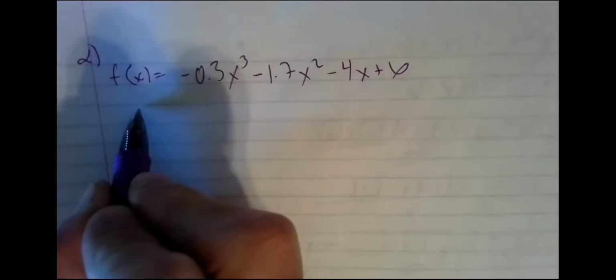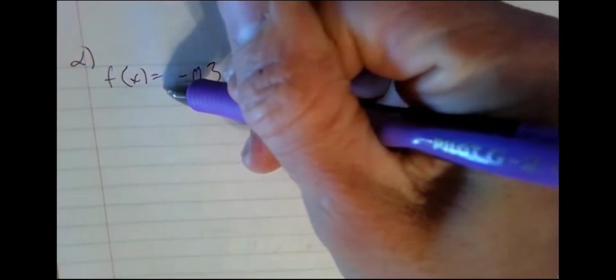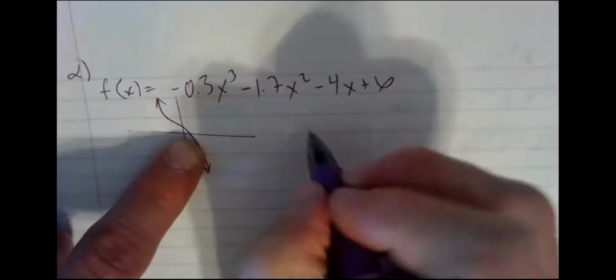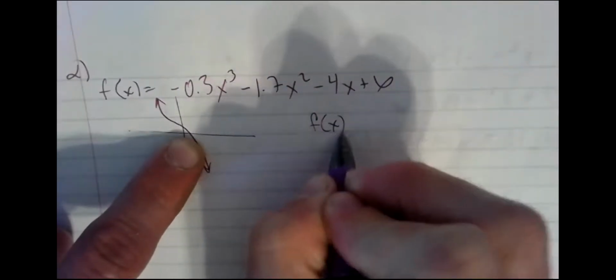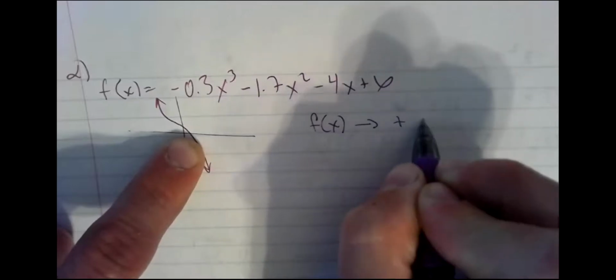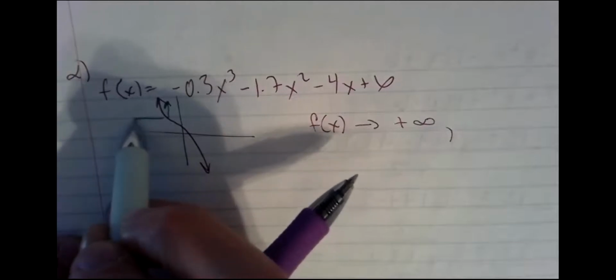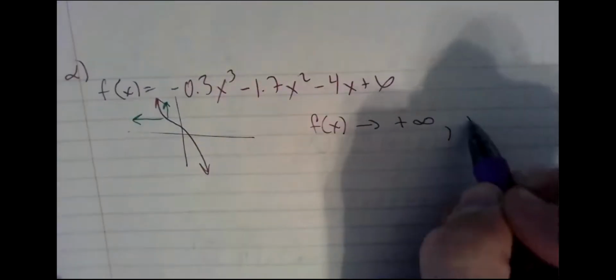Okay, so let's actually just sketch a quick graph here. All right, so it looks something like this, right? So as f of x, the function, goes towards positive infinity, our x's are going towards negative infinity.